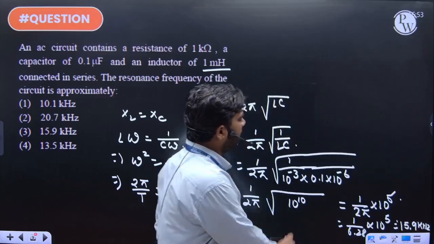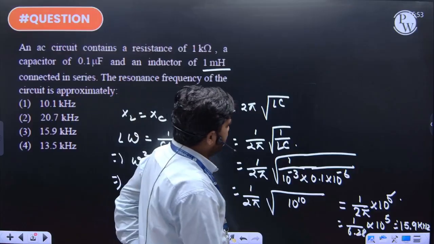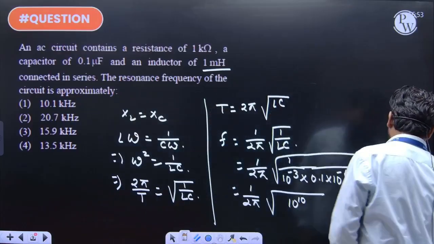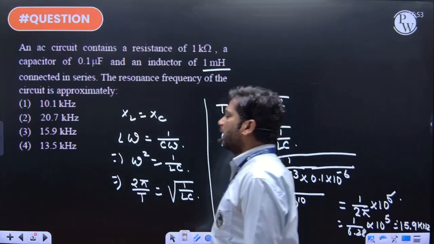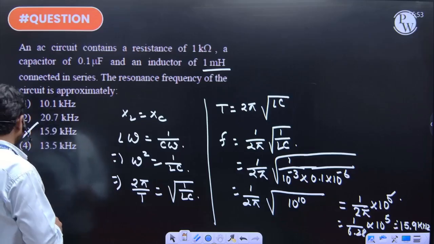Is it clear? So only here the calculation part is there, the rest of the question is very straightforward. You don't have to put any brain in it. So 15.9 kilohertz. So which one is the correct option? Option number 3. Next.